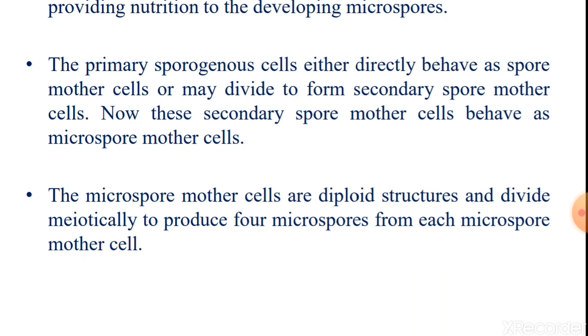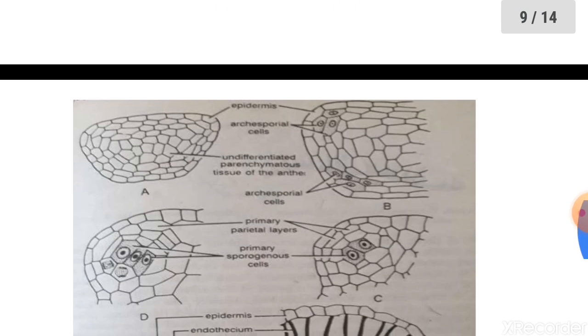The microspore mother cells are diploid and divide by meiotic division to produce 4 microspores. From one microspore mother cell, by the meiotic division, there is formation of 4 microspores, that is, microspore tetrads are formed.